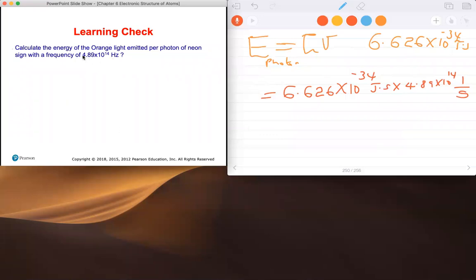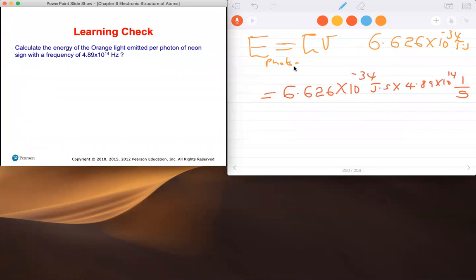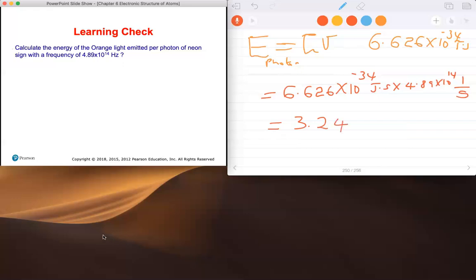So here is a question on how to calculate the energy of one photon. Before I go on, I just want to point out something here. You have to know how to use your calculator. This is 6.626, exponential negative 34, times 4.89, exponential 14. And I see this is 3.24 times 10 raised to negative 19 joules.